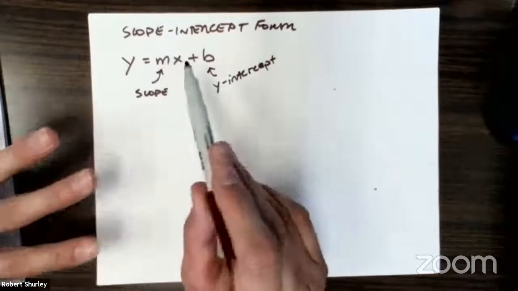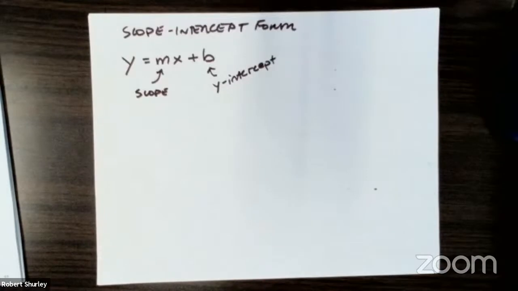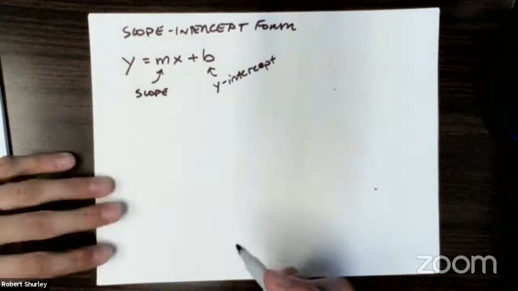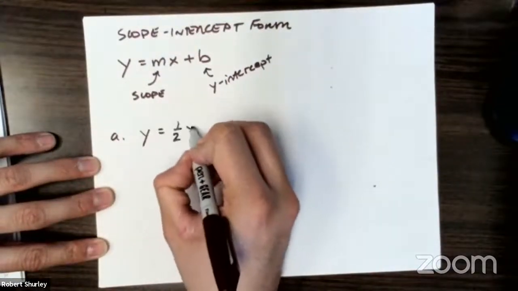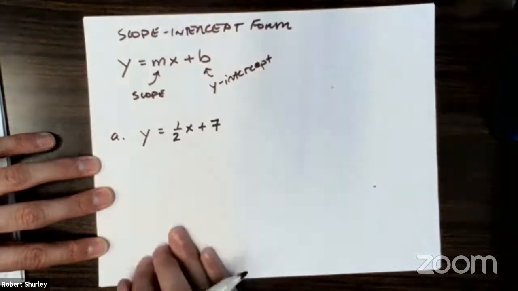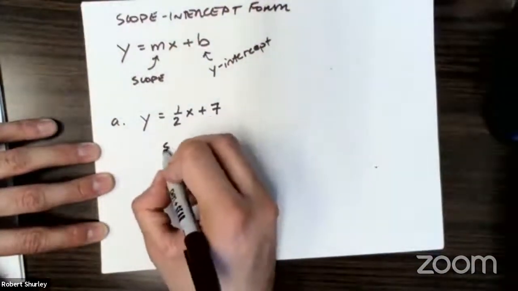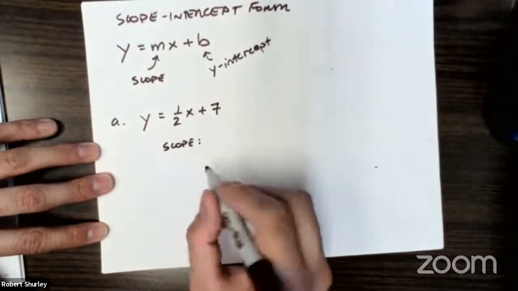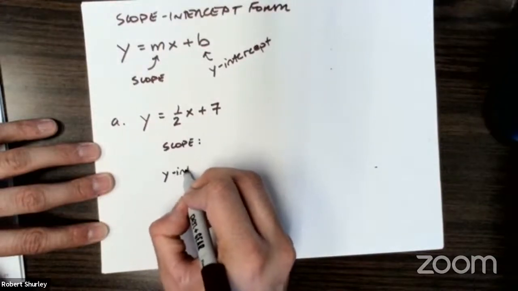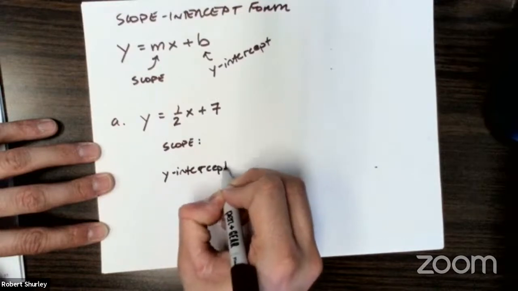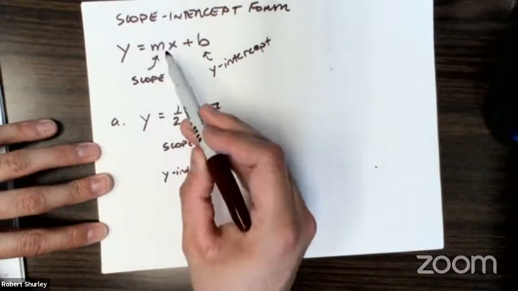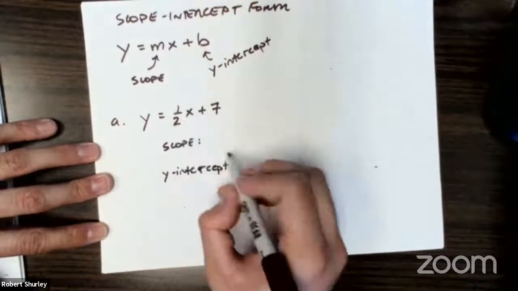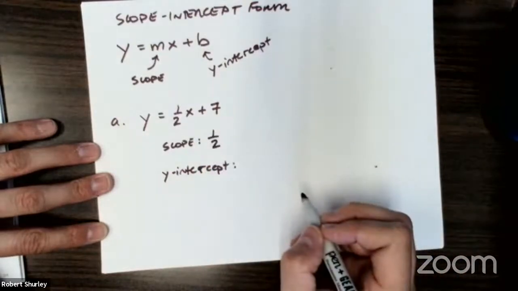So before we get there, we just need to pull information out of this slope-intercept form so we can use it. And let's look at an example. Let's say I've got y equals 1/2 x plus 7. And I'm going to ask you, what's the slope? And what's the y-intercept? This is an easy one, right? Look, the slope is always the coefficient in front of the x. So it's always just going to be that 1/2. Okay, 1/2 is going to be our slope.